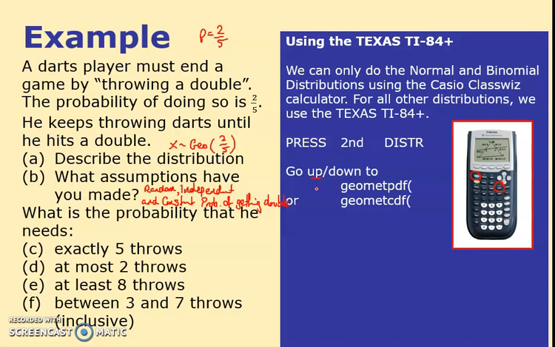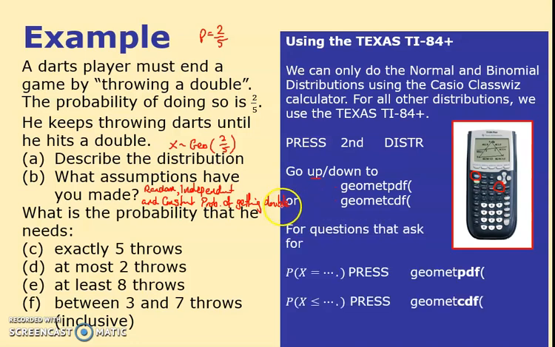Now, one of them does exactly equal to. So for questions that ask for x is equal to some number, you press the PDF. This is the same as we've seen on binomials. And if it wants a less than, and notice this is only for a less than, we do geometric CDF. So if we get asked a question, probability x is greater than or equal to 8, we would have to reverse it like we did with the binomial and do x is less than or equal to 7, and do 1 minus that answer.